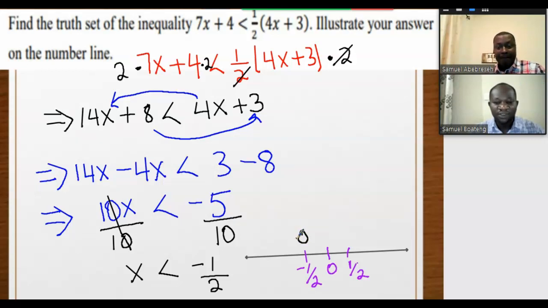Good. And then point the arrow to the left-hand side. Good. Yes. Since here is a single, x is strictly less than minus half. You don't shade the circle.